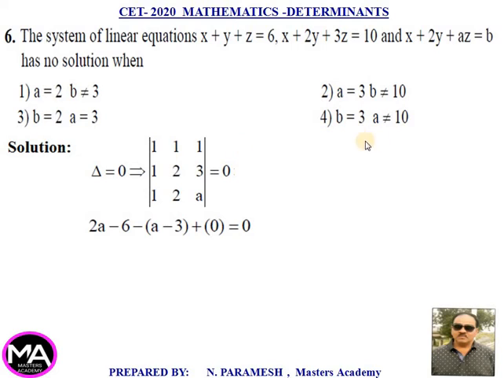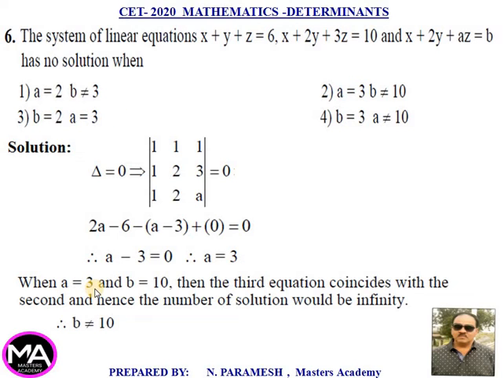Expanding along R1: 2a minus 6 minus a minus 3 plus 0 is equal to 0. 2a minus a is a, minus 6 plus 3 is minus 3, is equal to 0. Therefore a is equal to 3. a is equal to 3 is there in two options, option second one as well as option third one.